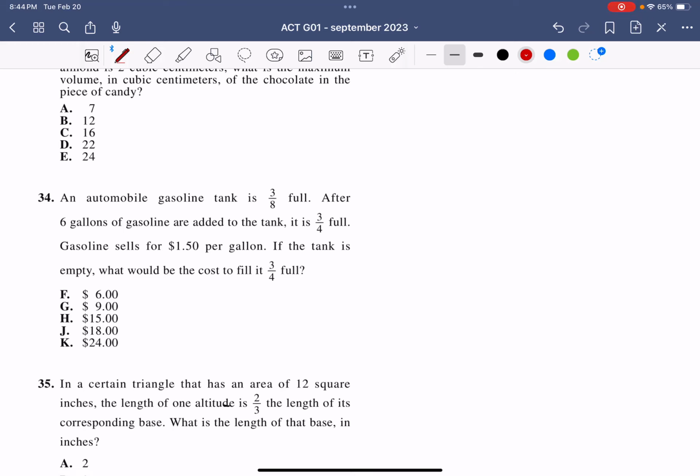Question 34. An automobile gasoline tank is 3/8 full. After 6 gallons of gasoline are added to the tank, it is 3/4 full. Gasoline sells for $1.50 per gallon. If the tank is empty, what would be the cost to fill it 3/4 full?